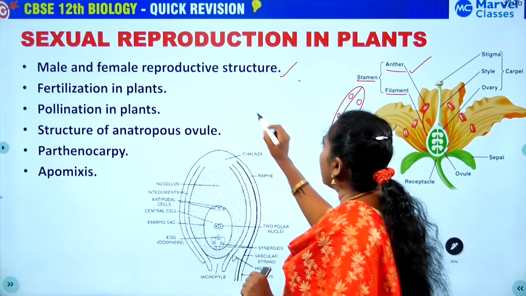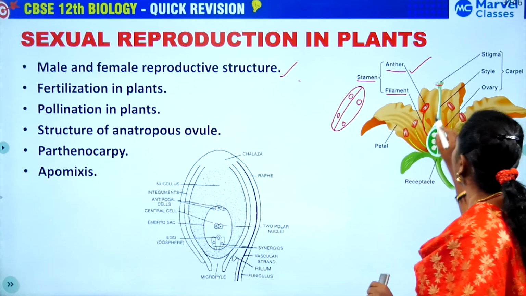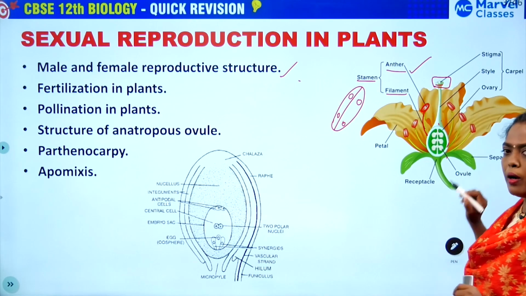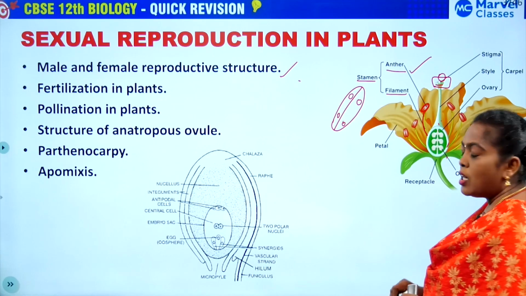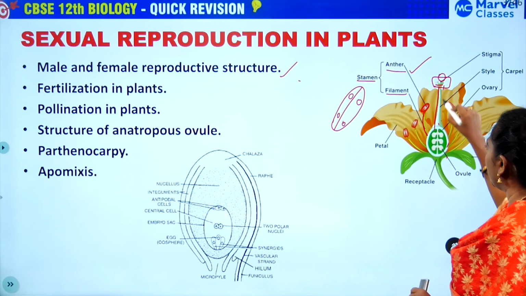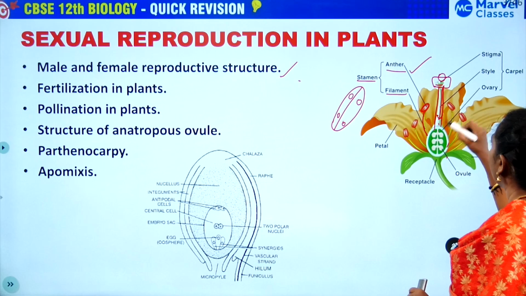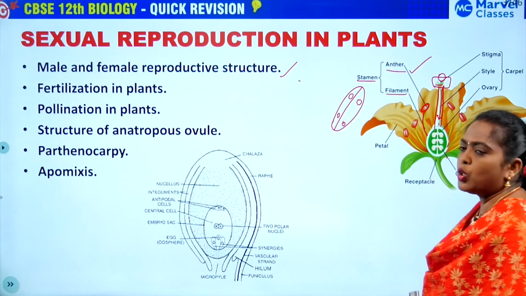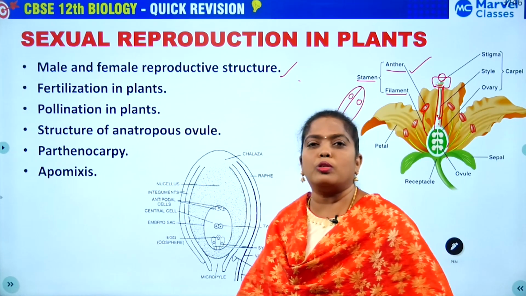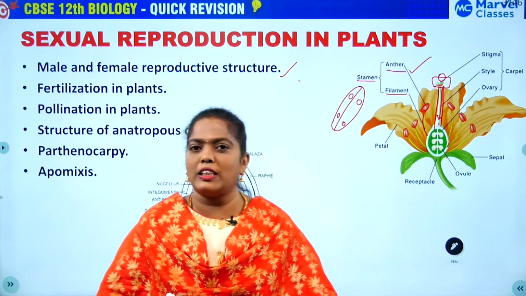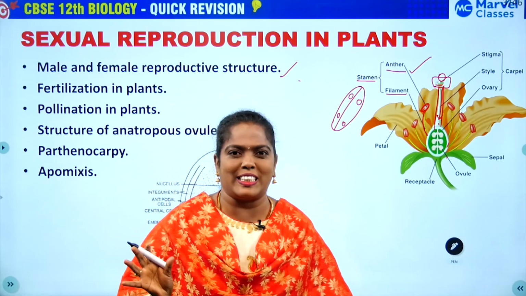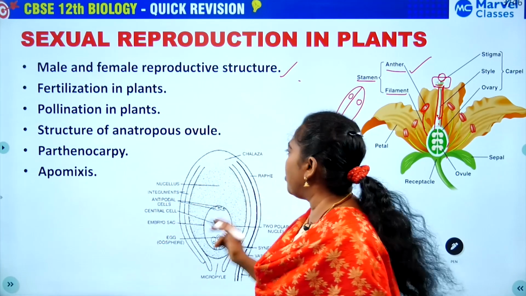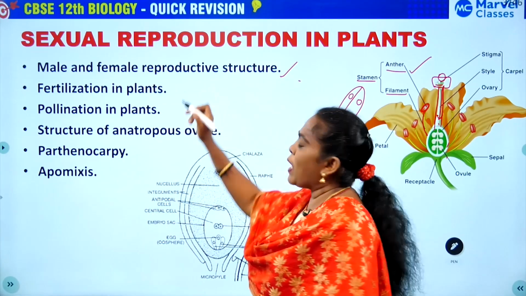Then when they are asking you about the female reproductive structure, you can say the stigma. The stigma is the place where the pollen will come and attach, and the style is where the pollen tube will enter, and the ovary is where the ovules will be present, and these ovules will be converted into seeds after the fertilization. That's it, very simple, isn't it? Then the next one is fertilization in plants.